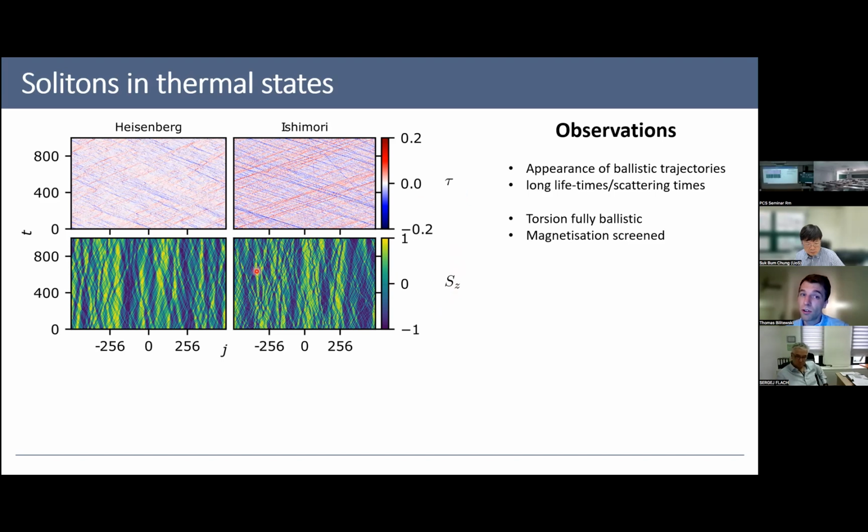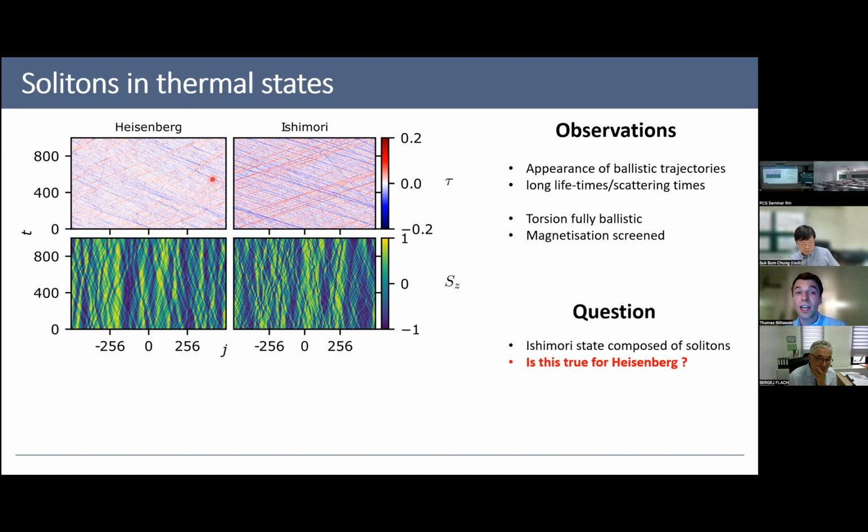So if you didn't know about the torsion, you wouldn't have found these ballistically moving things in the Heisenberg chain that are very highly localized and carry this torsion ballistically, essentially. And now the question is, can we make that a bit more quantitative? These are kind of nice pictures.